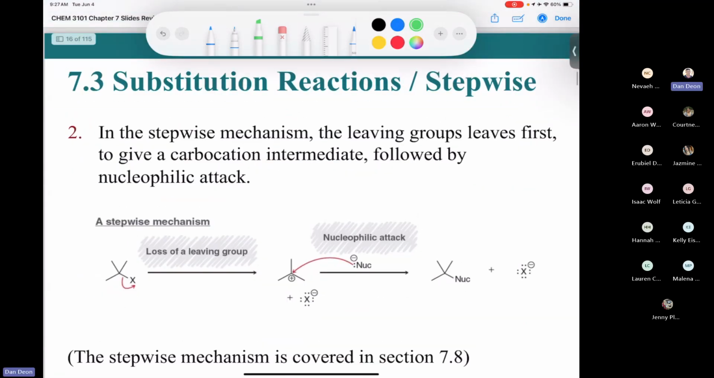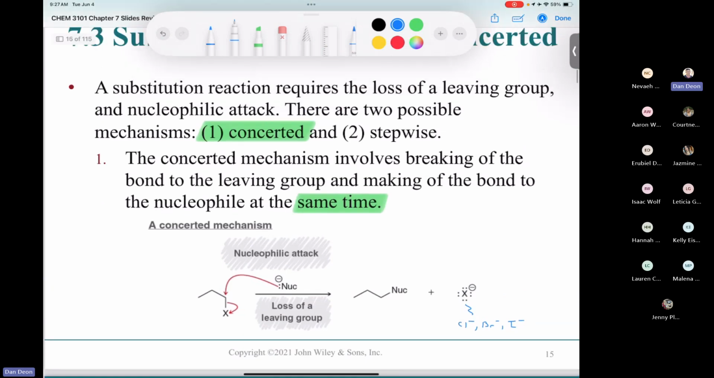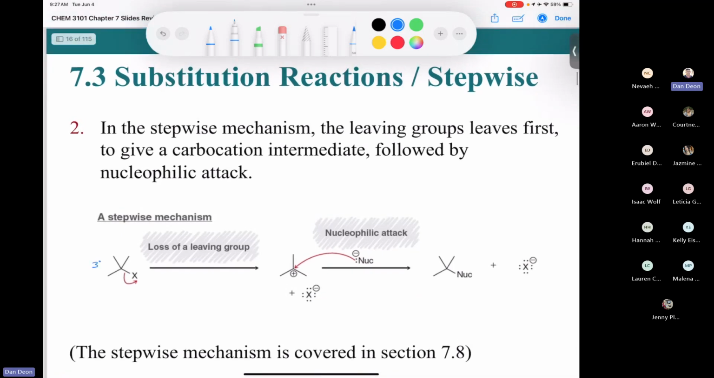If we have a stepwise mechanism, the leaving group is going to leave first, and then we form a carbocation, which undergoes a nucleophilic attack. So take a look at this. You notice there's a big difference. In the one where the mechanism was concerted, we had a primary alkyl halide. Now we have a tertiary alkyl halide. First, the leaving group is leaving.